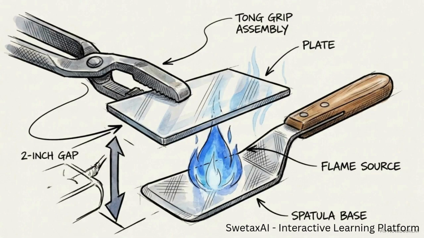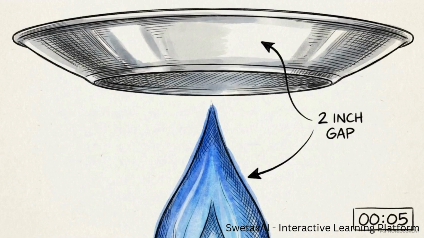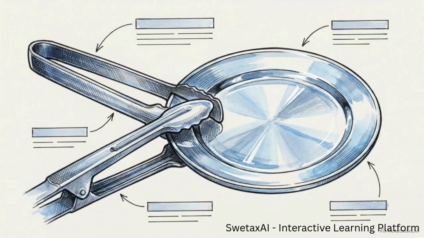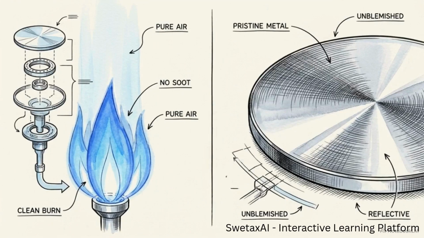Now take the clean metal plate and hold it 1 to 2 inches above the flame. Keep it steady for about 5 seconds, being careful not to drop it so low that you accidentally smother the fire. When we turn the plate over, we see our baseline result. The metal remains completely clean. There is zero smoke in the air and no soot deposited on the surface.